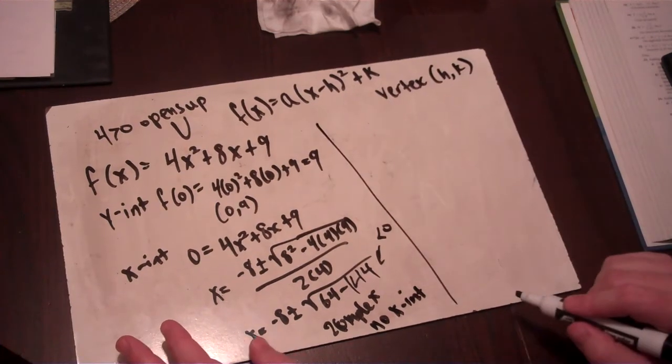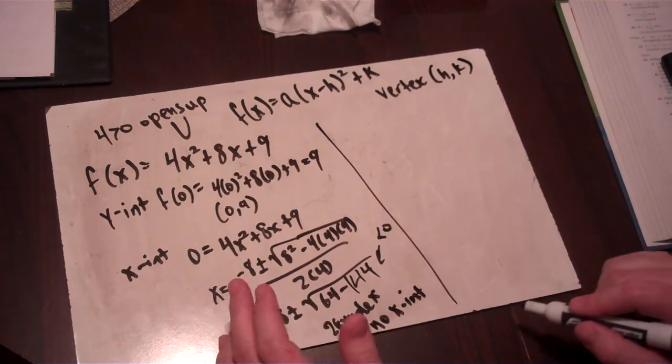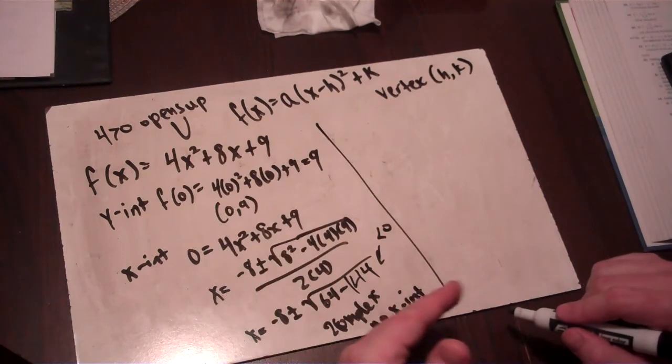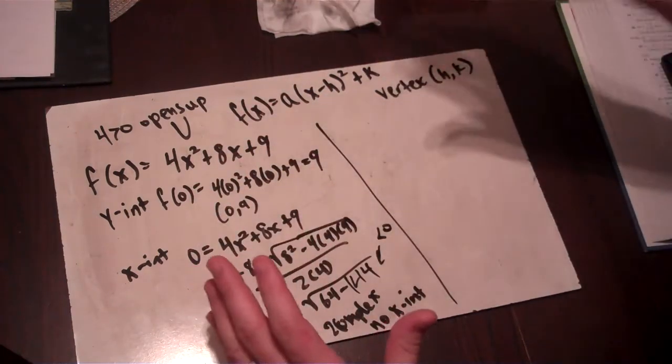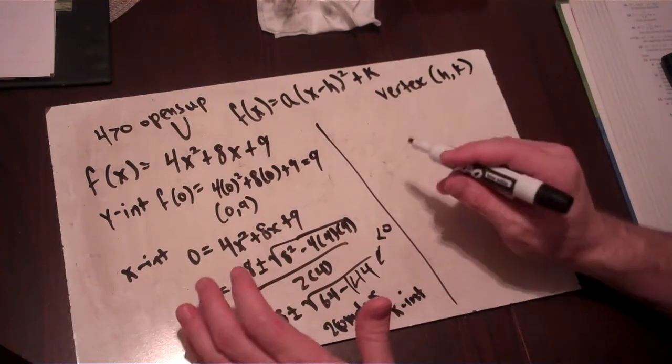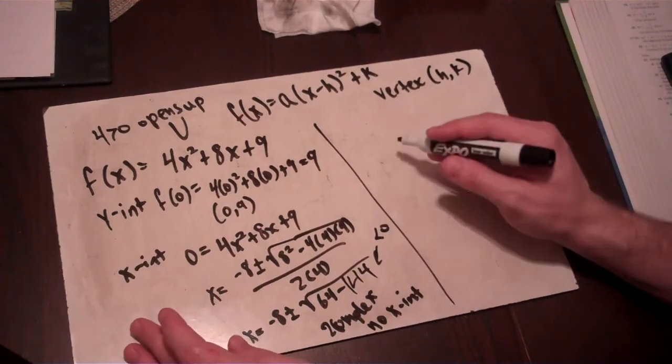So that takes us to the vertex. This actually tells me something. This tells me that the vertex is above the x-axis, because if it opens up and it's above the x-axis, then it's not going to cross over the x-axis. Which makes sense. It doesn't have any x-intercepts.